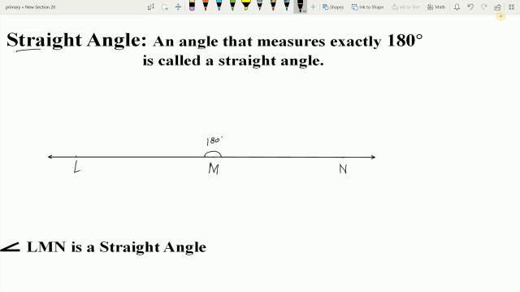And next is straight angle. An angle that measures exactly 180 degrees is called a straight angle. Now students, look at the given figure. Here, angle LMN measures exactly 180 degrees. So, we can say angle LMN is a straight angle.